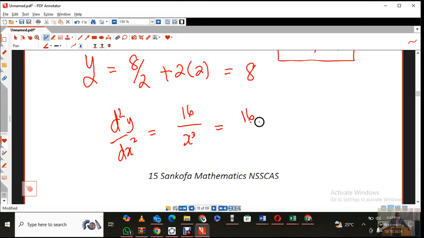Now we know what our x value is. It's 2 cubed, and of course this is equal to 2. And if this is greater than 0, then this is a minimum point. If the second derivative is greater than 0, in this case, then this is a minimum stationary point. Okay, minimum stationary point.